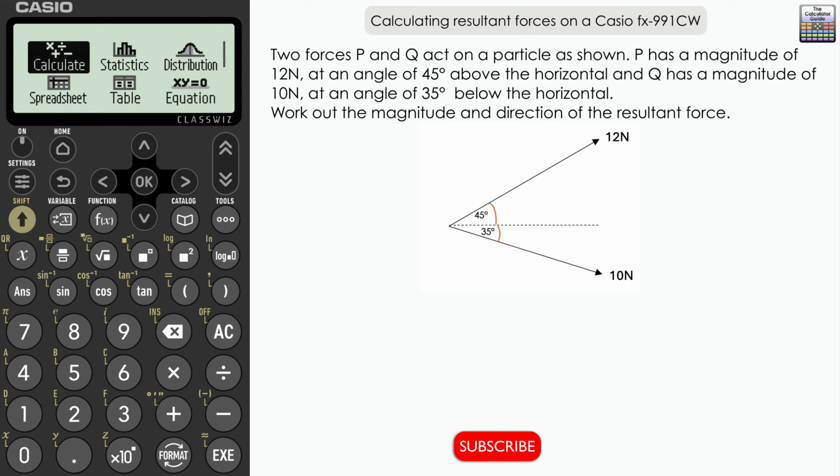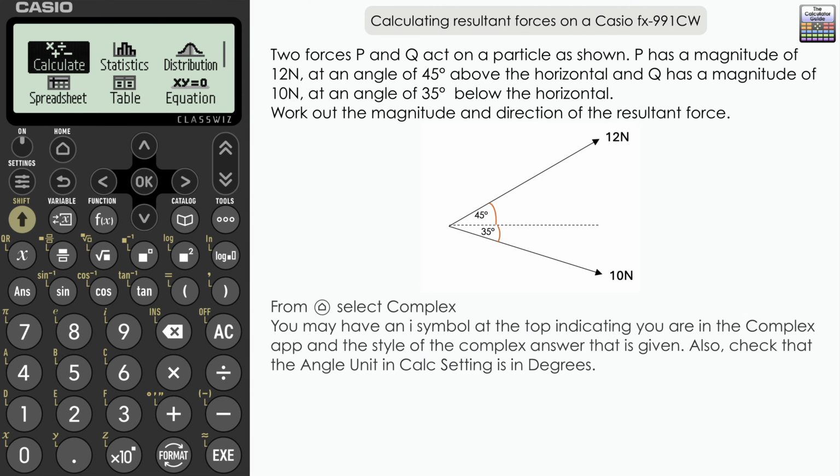Let me just say from the outset that this is just a possible method to work out the resultant force. It isn't the only method and it might not be your preferred method. It is just an option for you. We're going to be using complex mode on the fx-991CW, even though we're not actually dealing with complex numbers, but there is a feature within there that will help us calculate a resultant force.